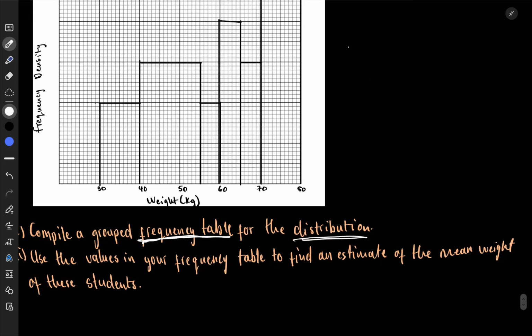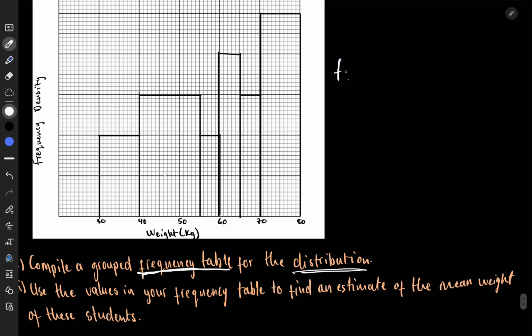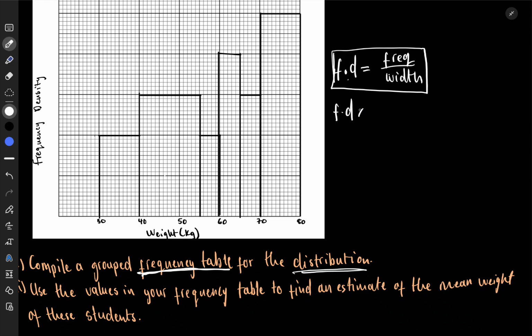Now, how do we find the frequencies? We need to know the frequency densities. How do we find frequency density? There is one formula for histograms which we have to know, which we won't be given: frequency density is frequency over the width. We've talked about it so much. We are looking for the frequency, which means we take width to the other side. Frequency density times width of the class gives you the frequency of that class.